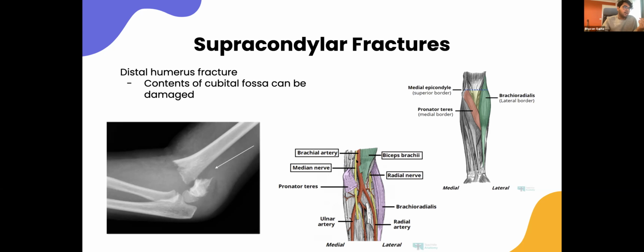And we can see here we've got our median nerve, radial nerve, and our artery. So when we've got a severe fracture like this, that's of specific concern because all the structures are going to be coming through here, as well as some minor structures on the back, right?